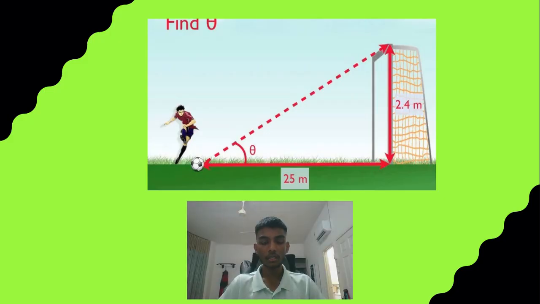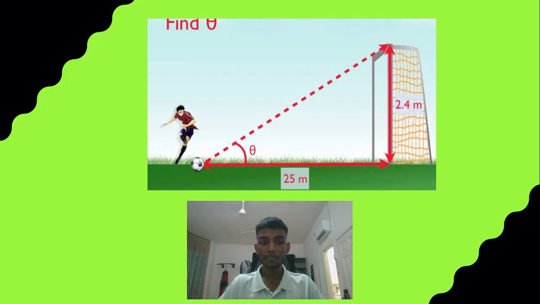Now let's look into a real life situation. We have a football player here kicking a ball to the goalpost, and there's an unknown angle. To find this unknown angle, we have to use the information given. The information given here is that the opposite of the angle is 2.4 meters in length, and the side adjacent to the angle is 25 meters.